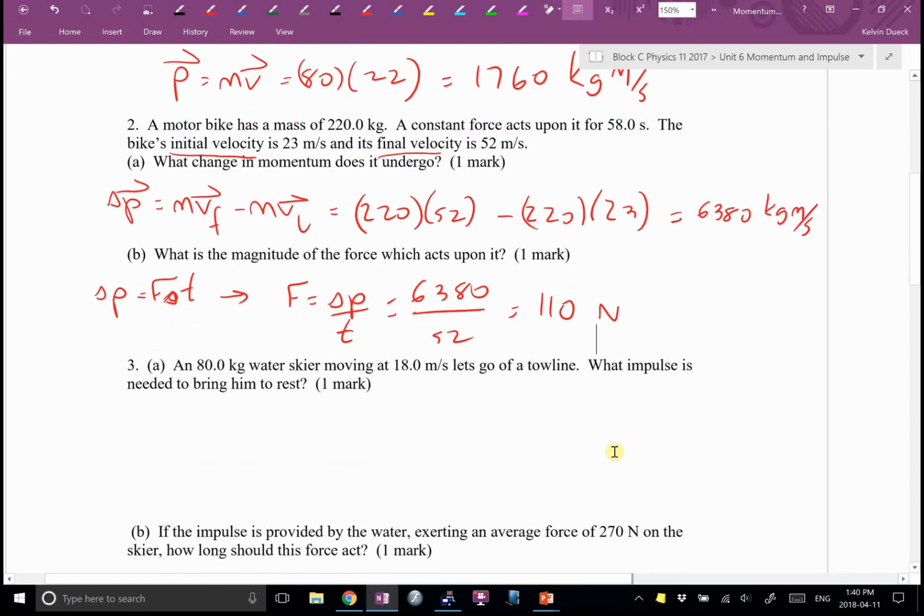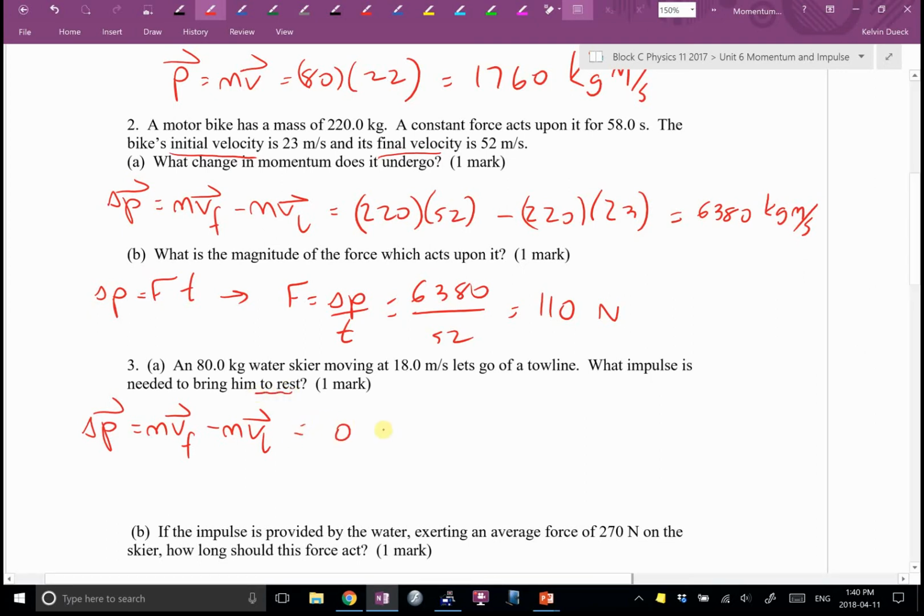Cole, what's 3A want me to find? Impulse. What's another word for impulse? Change in momentum. Okay. I think I'm going to use mv final minus mv initial. How do I know that? They gave me an initial velocity. See it? 18. What's my final velocity? Oh, okay. That's how I knew. I probably should have underlined the from rest.